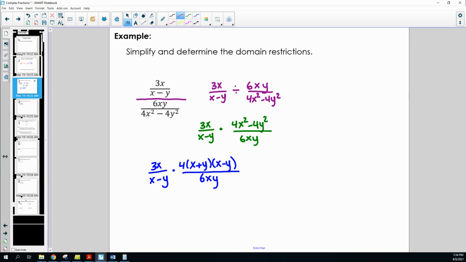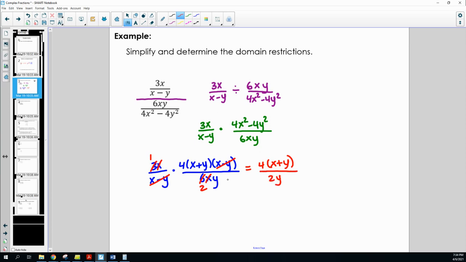Okay, now we want to see if we can cancel out any common factors. So we have an x minus y and an x minus y. We can cancel out this x with this x. And the 3 and the 6, I can divide both of them by 3. So this will be a 1, and this 6 will become a 2. So now when I look at the numerator, I have 1 times 4 times x plus y. So I just have 4 times x plus y. And then in the denominator, I have 2y.